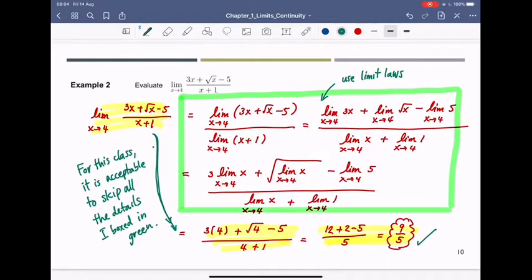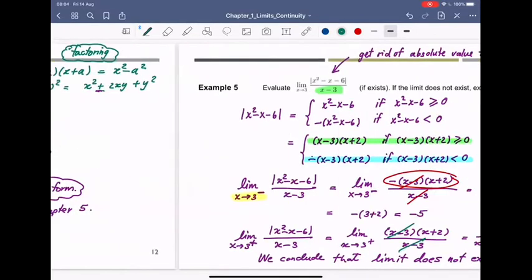Today we're gonna do more examples. So let's move to some complicated examples. All right, we're gonna move to example 6.